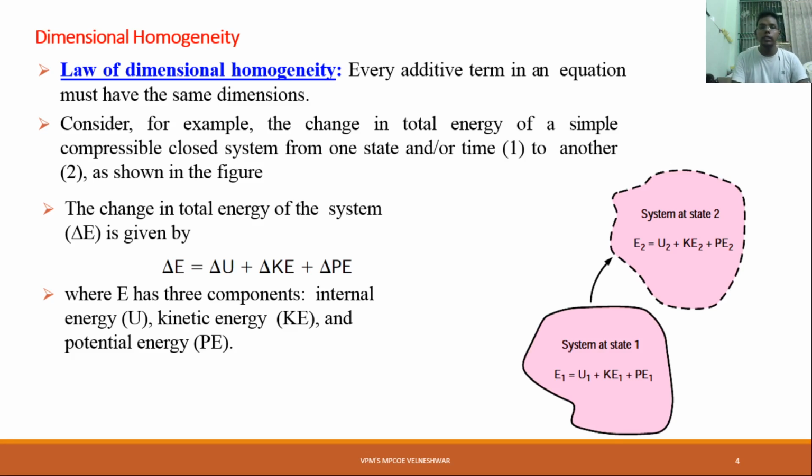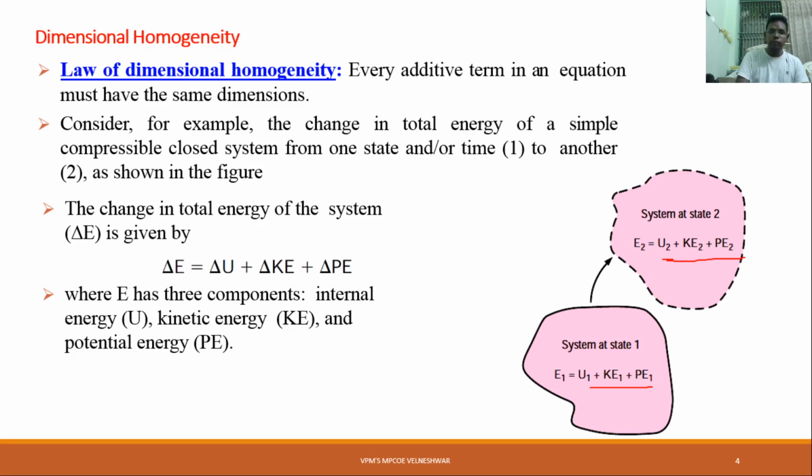Consider for an example the change in total energy of a simple compressible closed system from one state to another. Here the total energy is changing from one state to another. If you see, in system 1, E1 is equal to U1 plus KE1 plus PE1, and E2 is equal to U2 plus KE2 plus PE2. What is this U? What is this KE? What is this PE? That is important for us.